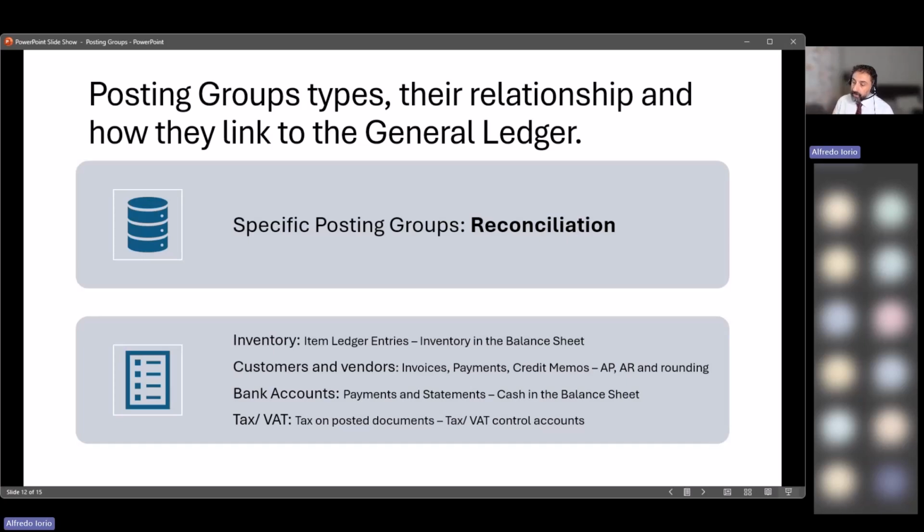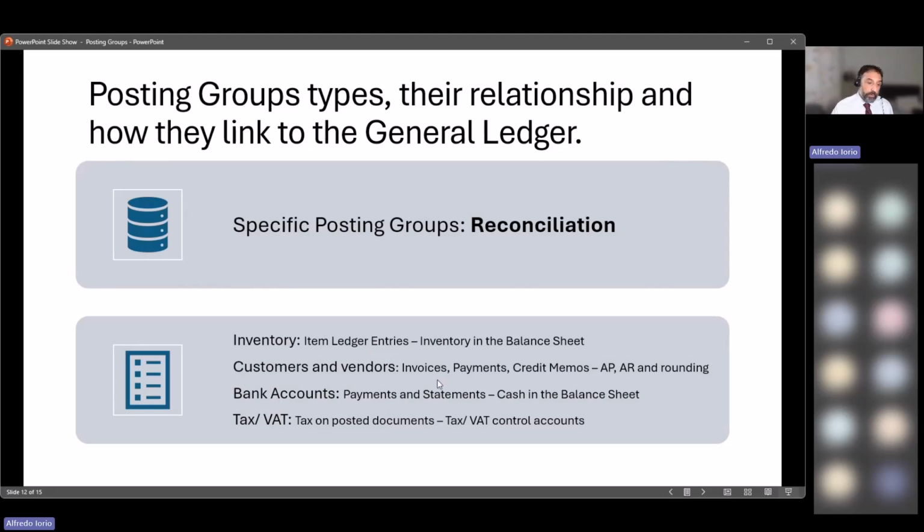Right? So like general business posting group is about the sales. The customer posting group is about that customer. So specific posting groups are for reconciliation purposes. Inventory posting groups reconcile inventory with a balance sheet. And as I said before, the subledger. What is a subledger? Inventory, item ledger entries.